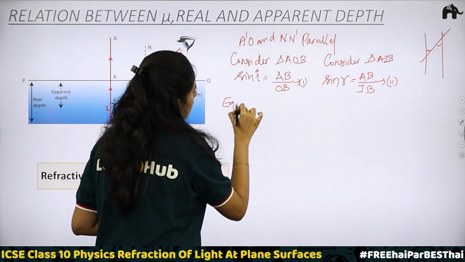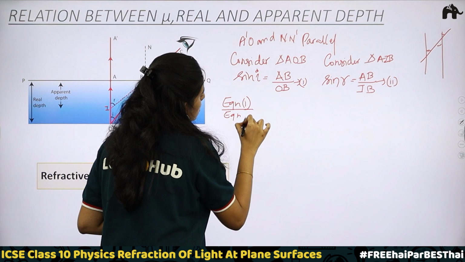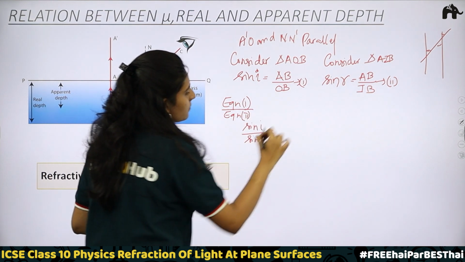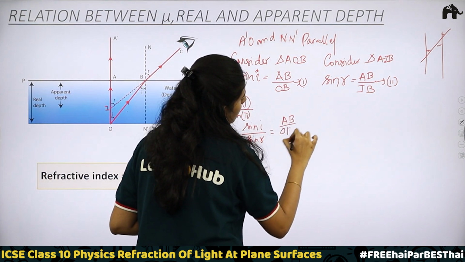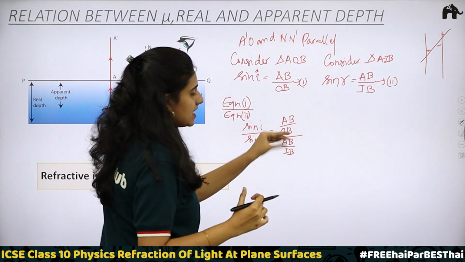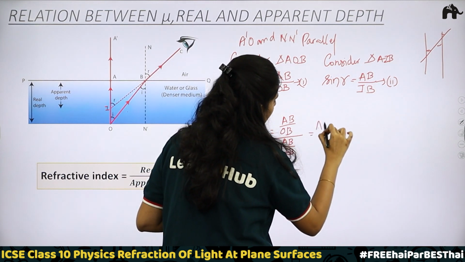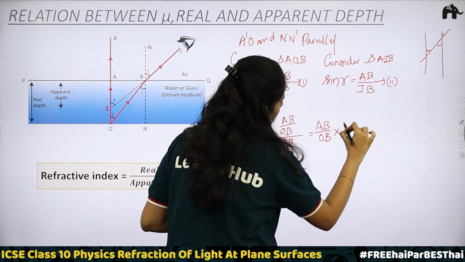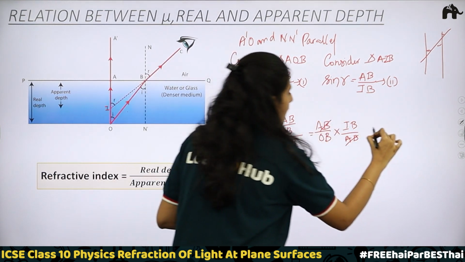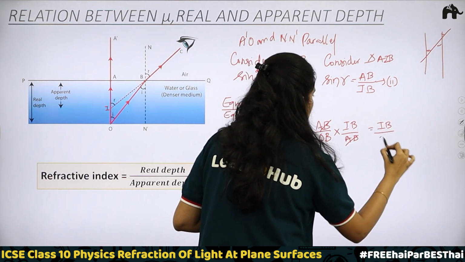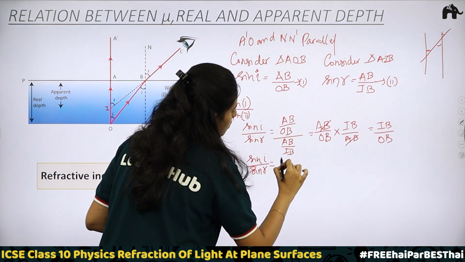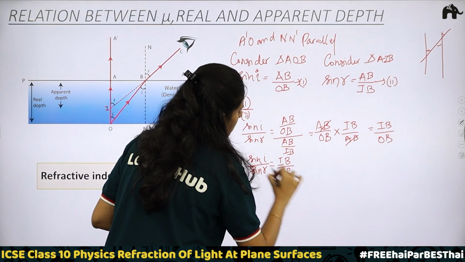Equation 1 divided by equation 2. What do we get? Sin I divided by sin R is equal to AB by OB whole divided by AB by IB. The next step, we'll take the reciprocal and multiply of the denominator. AB by OB into IB divided by AB. AB, AB can be cancelled. Then we are having IB divided by OB. That is sin I by sin R is equal to IB divided by OB.